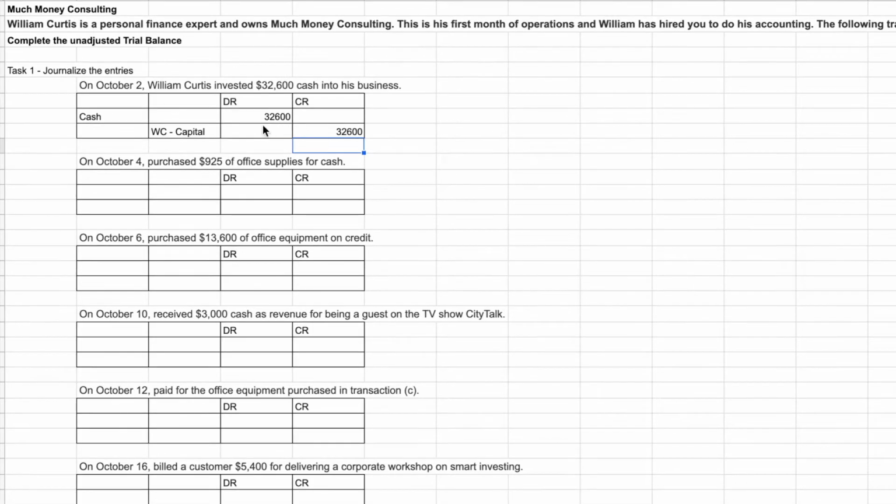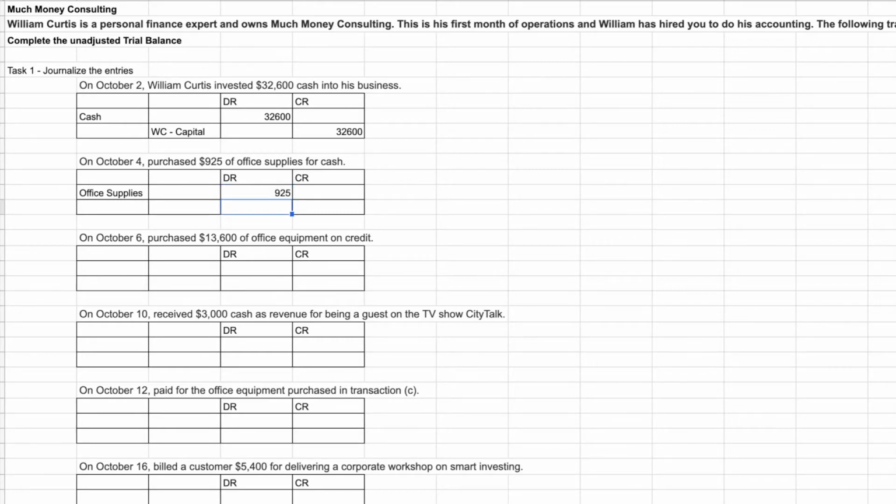Let's move to the second item. On October 4th, purchased $925 of office supplies for cash. What are we looking at here in terms of the accounts? The first account is office supplies, and the second account is cash. What's happening to those? In this case, he bought $925 worth of office supplies, so our office supplies went up. We got a whole cabinet full of office supplies now, $925 worth. Office supplies are an asset, and in order to increase assets, that is a debit. So we need to debit office supplies for $925.